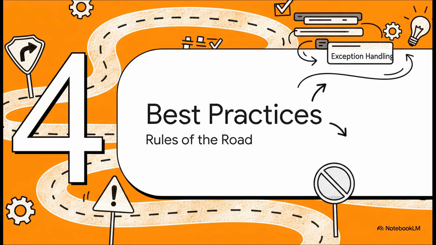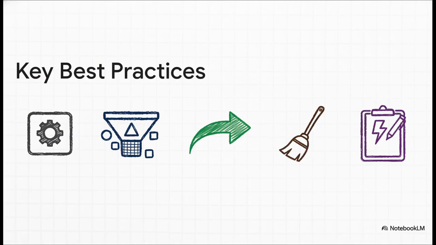Okay, we've covered a lot of ground here, so let's boil it all down to a few simple, really powerful best practices. Think of these as the rules of the road for writing solid exception handling. All right, here are the big ones. First, keep your try blocks small. Only put the 1 or 2 lines in there that might actually fail. Second, be specific. Don't just catch a generic exception, because that can hide bugs you didn't expect. Catch the specific error you're looking for.